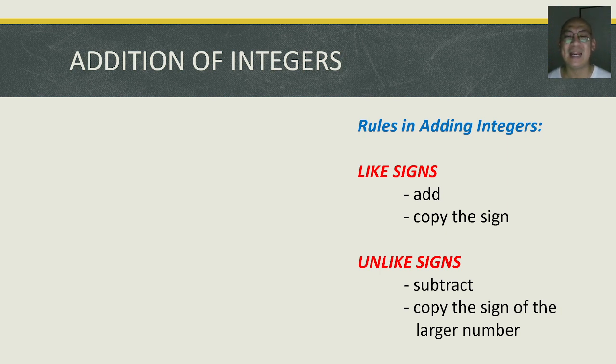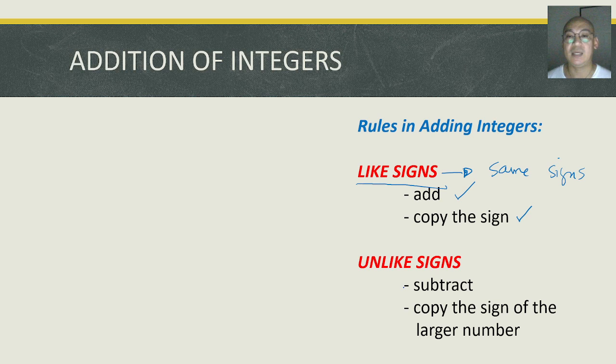First, like signs. When we say like signs, these are what we call same signs. So if we're going to add integers having the same sign, these are the 2 steps that we're going to do. First, we will add the integers by adding their numbers, and then we will copy their signs. If they are both positive, the answer will be positive. If they are both negative, the answer will be negative. That is the first rule.